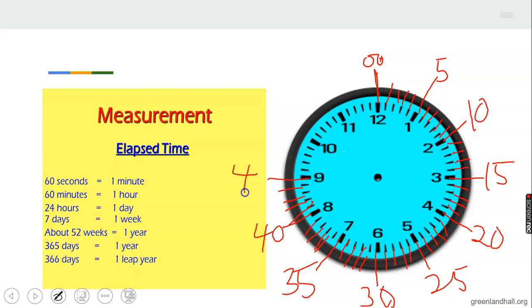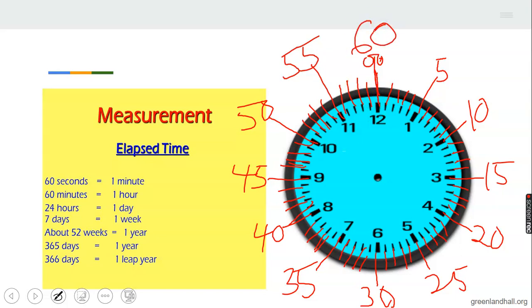9 is 45. 46, 47, 48, 49. 10 is 50. 51, 52, 53, 54. 11 is 55. 56, 57, 58, 59. Then 12 is 60. So by the time the long hand moves round the clock, that's when we say 60 minutes. Even the seconds hand, by the time it moves round, that's when we say 60 seconds is 1 minute and 60 minutes is 1 hour.